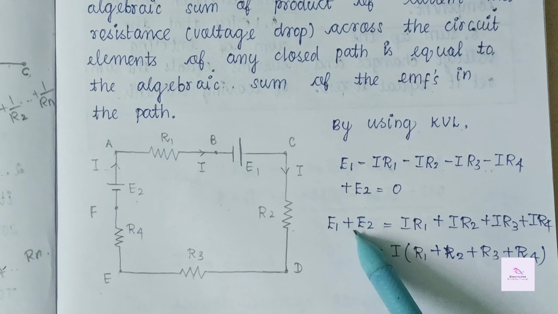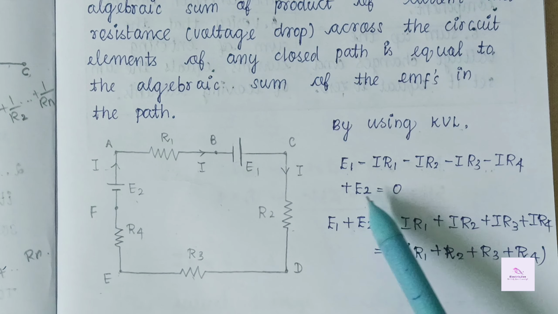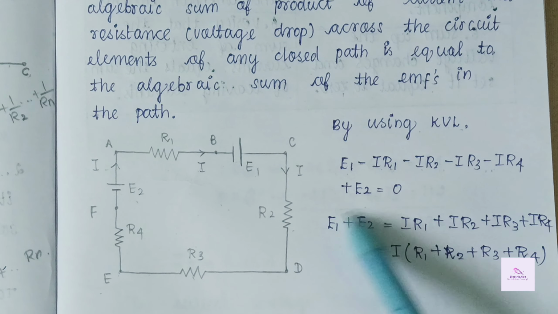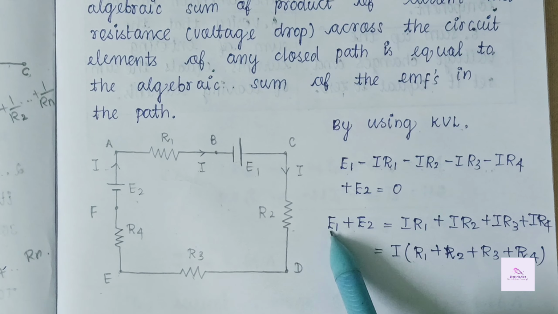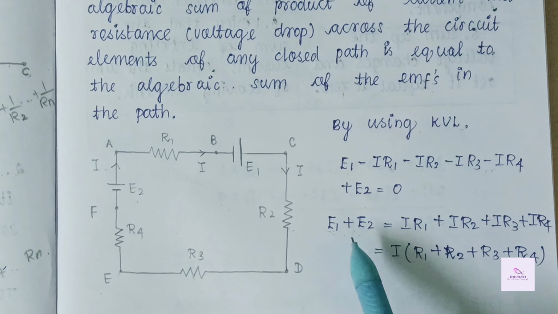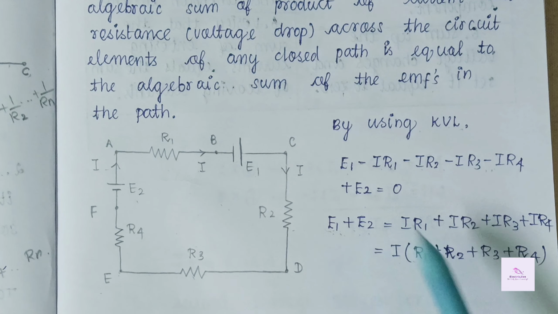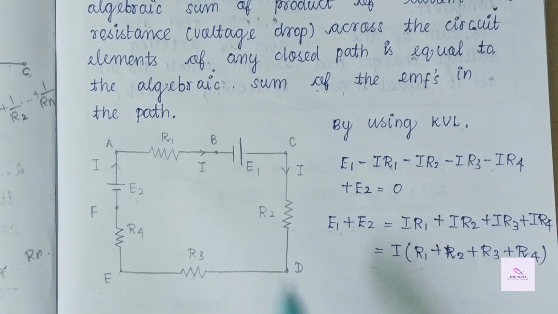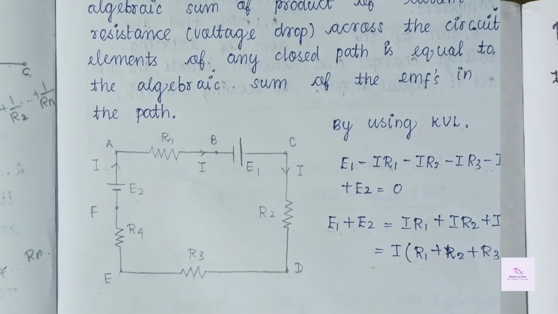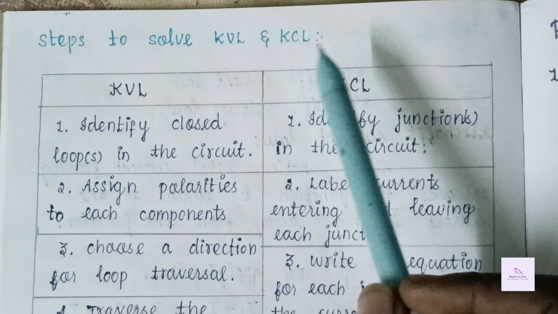Where E1 and E2 are voltage supplies, we are transferring and getting that on one side and taking I as a common factor. So I times R1 plus R2 plus R3 plus R4 equals E1 plus E2, where the voltage rises E1 and E2 are positive. So voltage rises is equal to the sum of the voltage drops. So the voltage across R1, R2, R3, R4 can be calculated by using KVL or Kirchhoff's law.